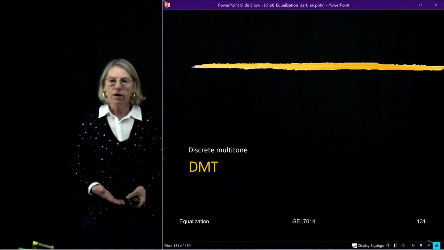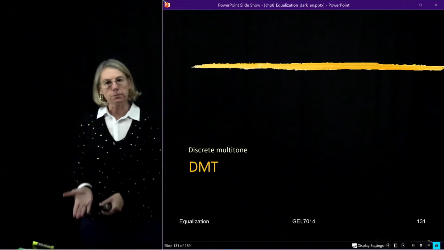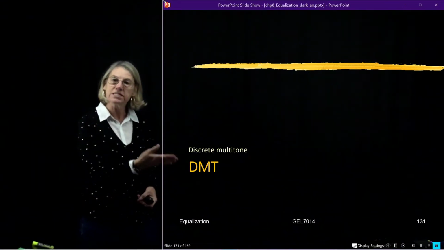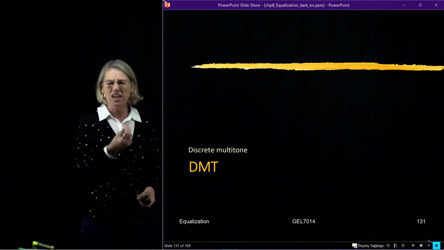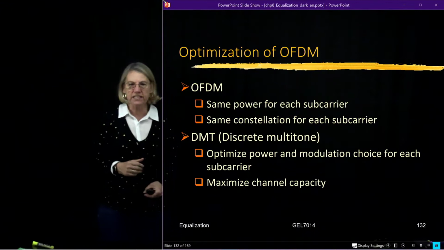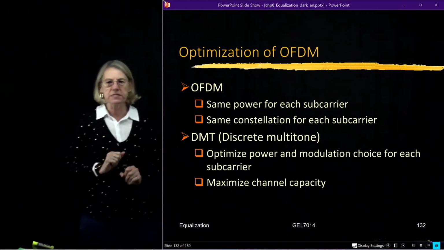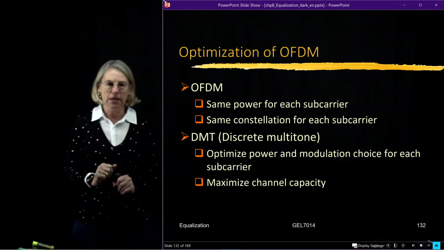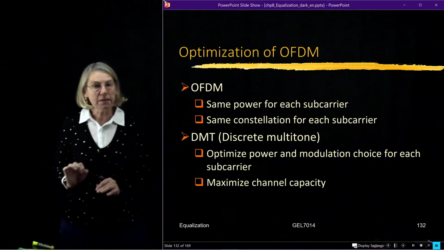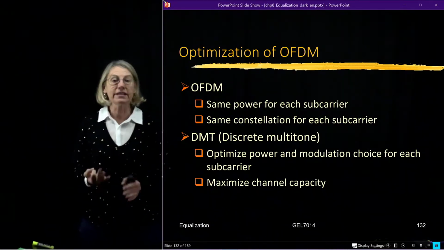So we've talked now about orthogonal frequency division multiplexing, and I'd like to move on to the next topic, which is discrete multitone, which is another type of OFDM. In fact, it's kind of like an optimization of OFDM. So there's a little ambiguity in the naming of different strategies.